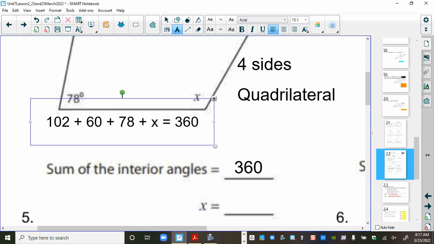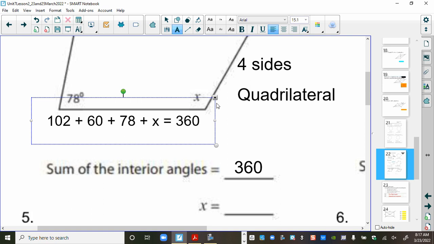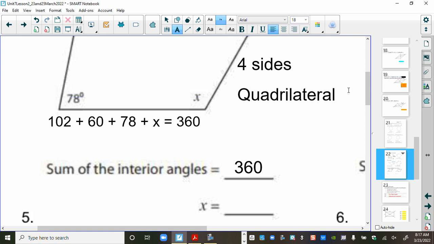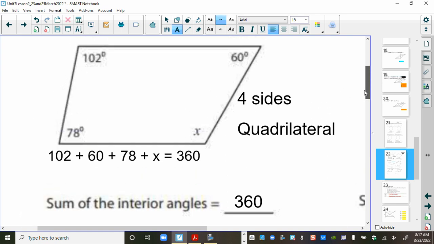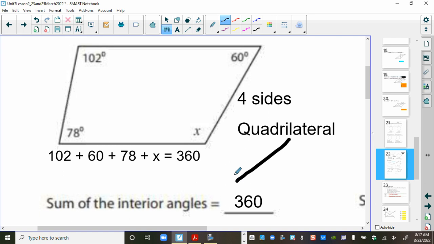Oh, actually, you can put it up here. You might have more room. But this is your hint to solve for x. Okay, at this point, phones should be away. Thank you. So 4 sides, quadrilateral. Sum of the interior angles is 360. So I'll give you that part, but you need to find x. So I told you what you had to do.